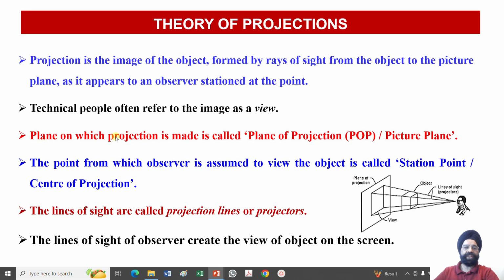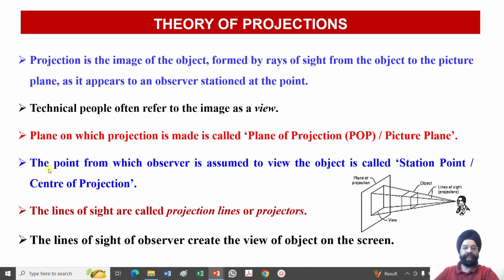The plane on which this projection is made is called the POP or picture plane. This is the picture plane onto which the image or the view of the object will be formed. And there are three types of picture planes that we are going to study during the course of this subject. These picture planes will be the vertical plane, as shown in this picture. It can be the horizontal plane if we are going to look at the object from the top, or it can be the profile plane if we are going to look at this object from the side. So three types of picture planes we are going to take care of in this subject.